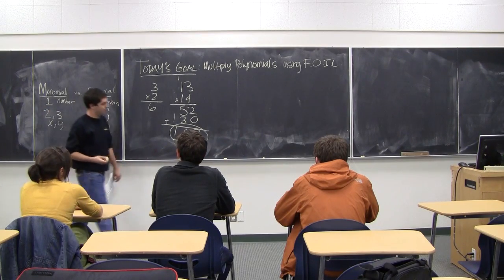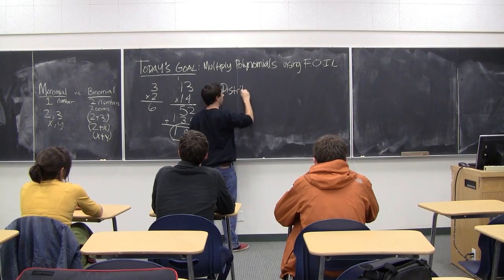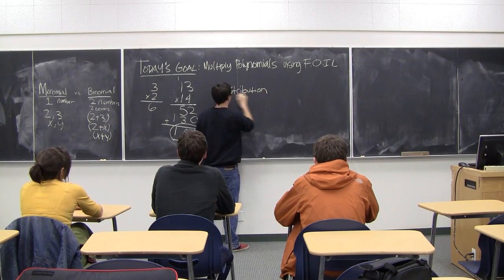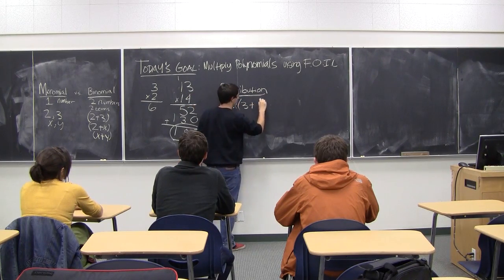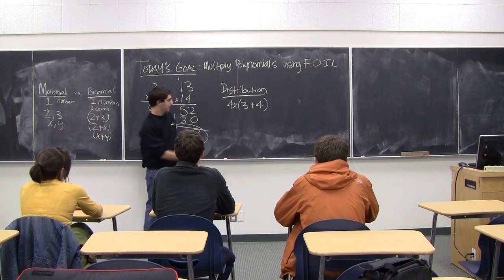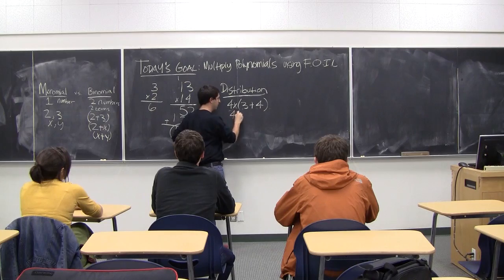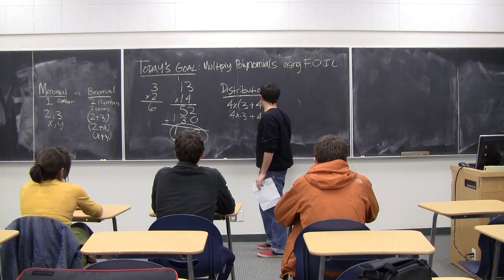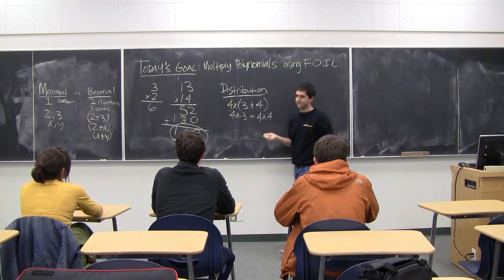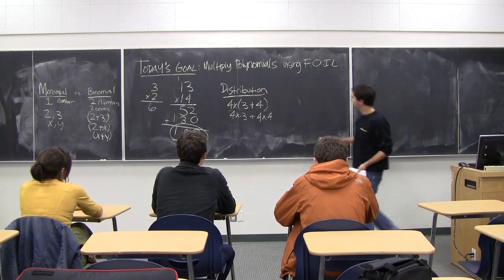So before we get into that, I want to make sure everyone understands distribution, which is a fancy way of saying that, let's say you have a term like 4x and you want to multiply it by 3 plus 4. You can't just multiply 4x times 3 or 4x times 4. You have to make sure that you multiply 4x times 3 and add it to 4x times 4, right? So we're going to apply that to the FOIL method.